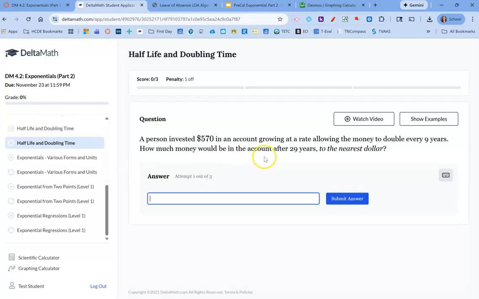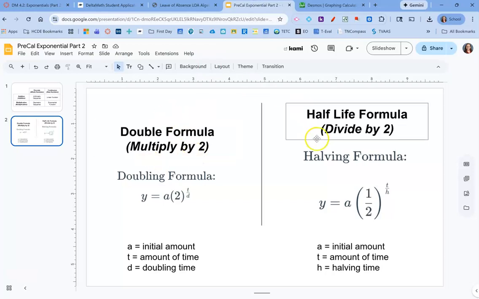For the half-life and doubling problem, it'll tell you in the problem if it is growing, so doubling, or if it is decaying or depreciating, so half-life. So on these type of problems, that's where you're going to want to use one of these 2 formulas, just depending on which problem you have. T is representing the time, so that might be the number of years, the number of months, the number of days, whatever the unit of time is in the problem.